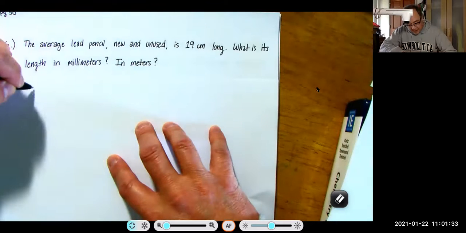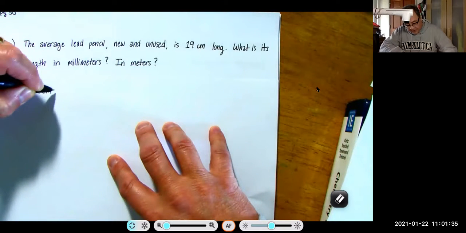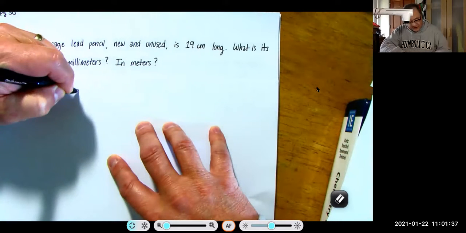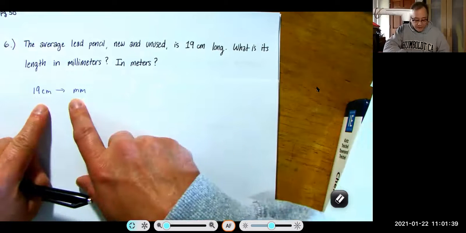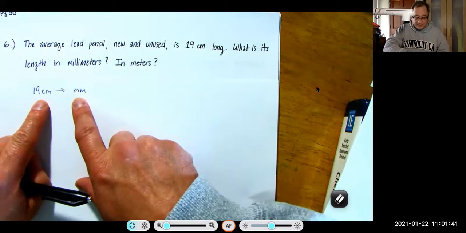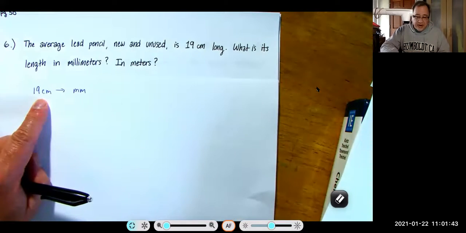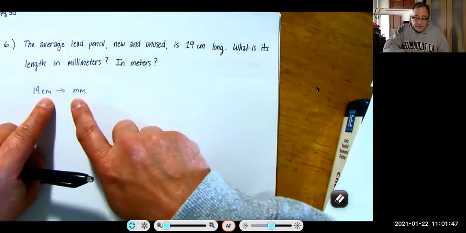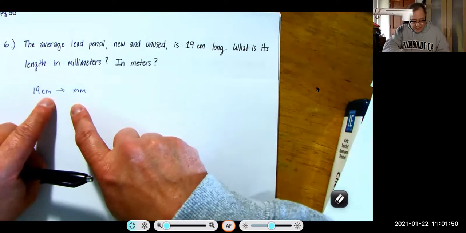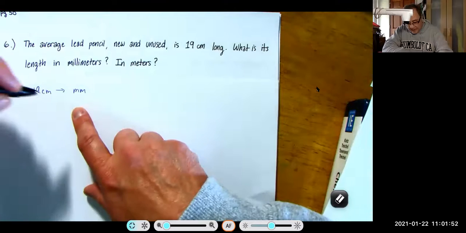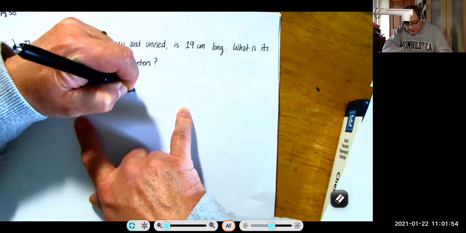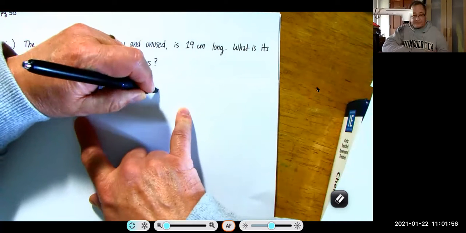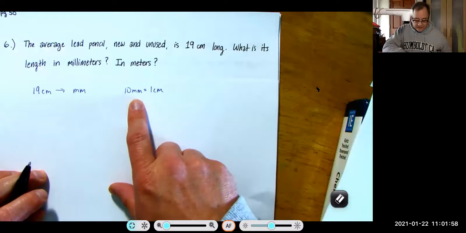So we want to take our 19 centimeters and turn it into millimeters. This is my roadmap, if you will. I don't expect to see this on a test, but this is for you to understand how I'm going to come up with a solution. So I want to be able to convert between centimeters and millimeters. And I happen to know that 10 millimeters is equal to 1 centimeter. I happen to know that, okay?